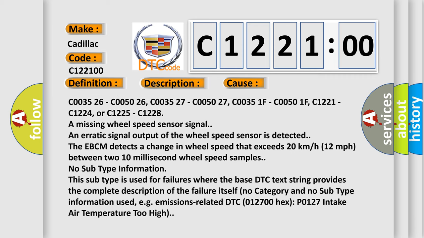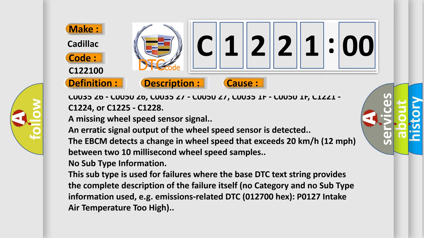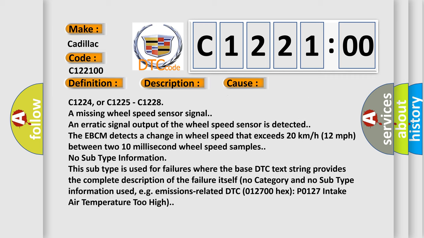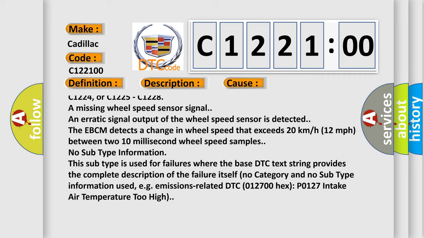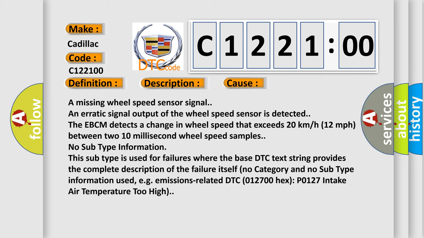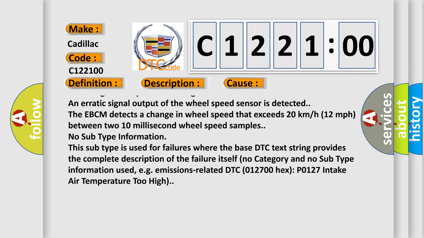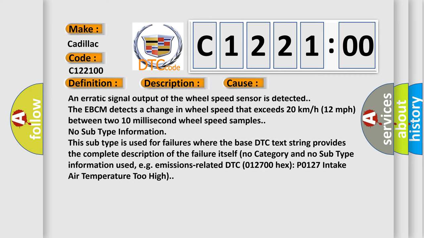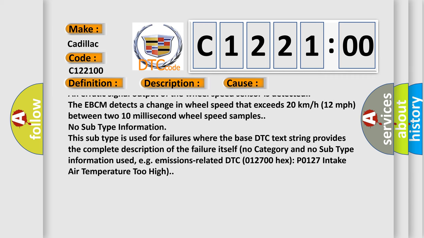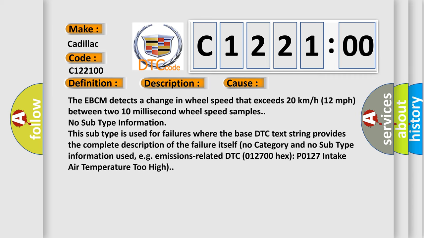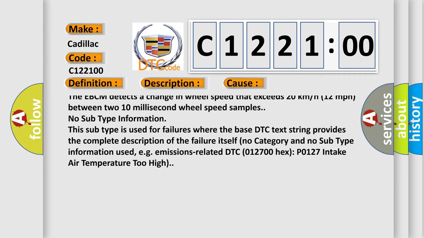C0035-26, C0050-26, C0035-27, C0050-27, C0035-1F, C0050-1F, C1221, C1224, C1225, C1228. A missing wheel speed sensor signal and erratic signal output of the wheel speed sensor is detected.